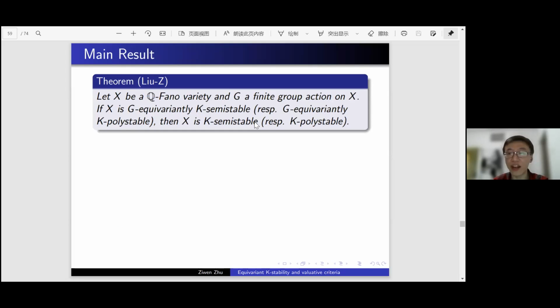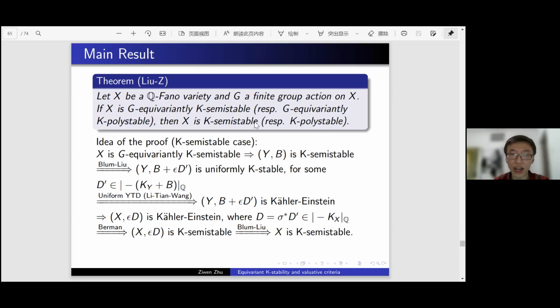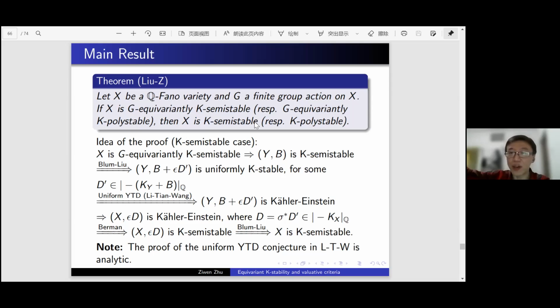So this finite cover trick is exactly what we used, in fact, to prove the equivariant K-stability conjecture for the finite group case. Basically we pass to the quotient, and then we use the argument of the uniform YTD conjecture in Li-Tian-Wang's paper, which is analytic, and then we try to pull back the K-semistability from downstairs to upstairs. So pulling back K-semistability is easier, but pulling back the K-stability condition is actually hard. So this is kind of the key part in our proof.